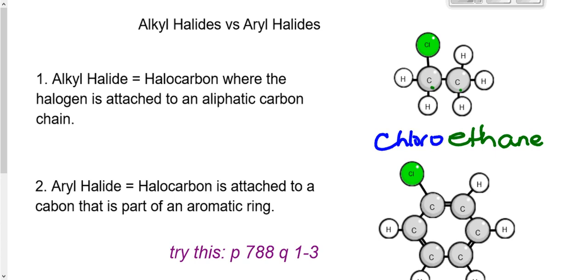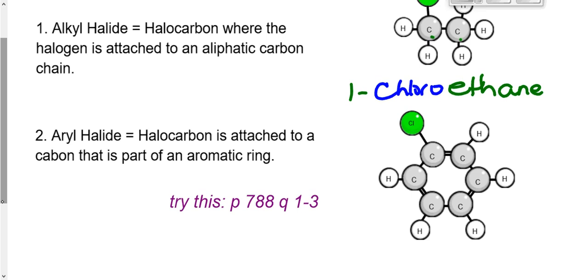And again, we don't have to have the number, but just to be safe, let's put it in. On this bottom example, we have my chlorine attached to a benzene ring. Again, my parent chain is benzene. My branch is chloro. And again, because there's only one branch by default, it's on carbon 1, but when in doubt, include a number for everybody. There are more examples for you to try on page 788 of your textbook.